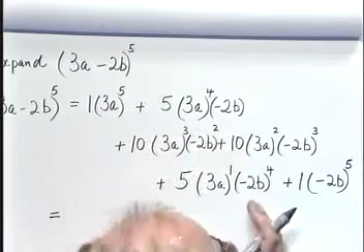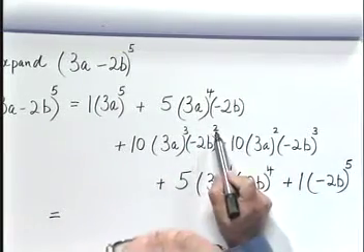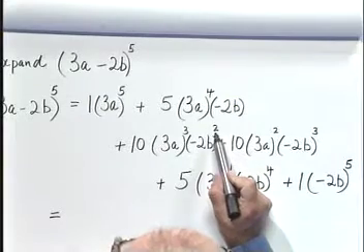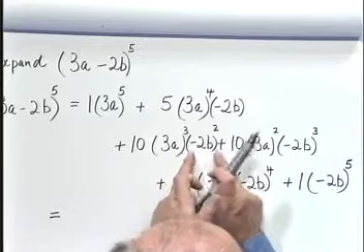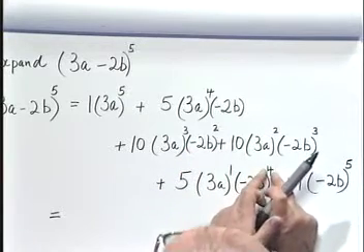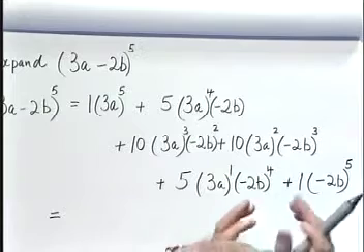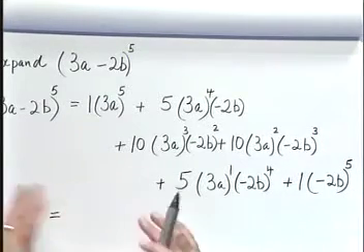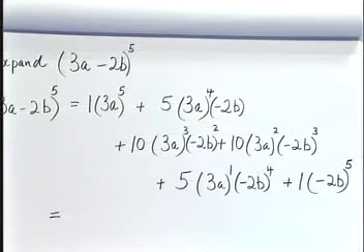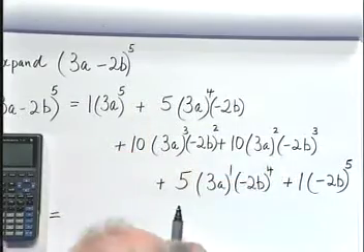Just to tidy all this up, we need to remember that when we raise a negative number to, say, the power 2, the result's going to be positive. When we raise it to an even power, the result will be positive. So this term's going to be positive, and the minus 2b to the power 4 will also become positive. When we raise it to an odd power, like the 3 or the 5, the result's going to be negative. So our answer's going to have some positive and some negative numbers in it. Let's tidy it all up.